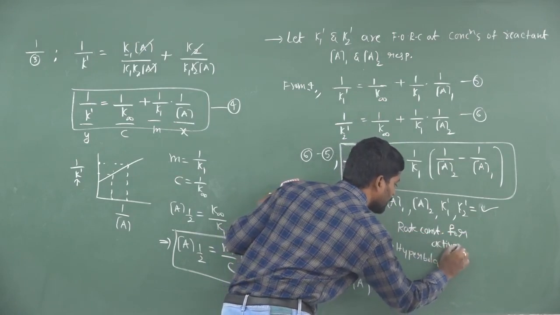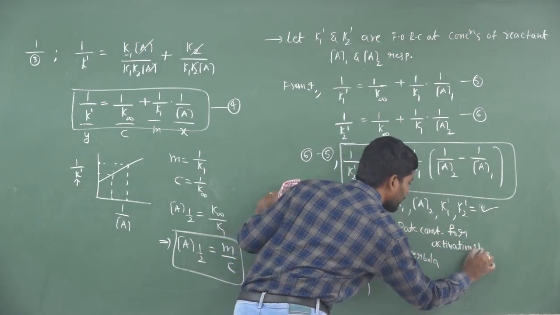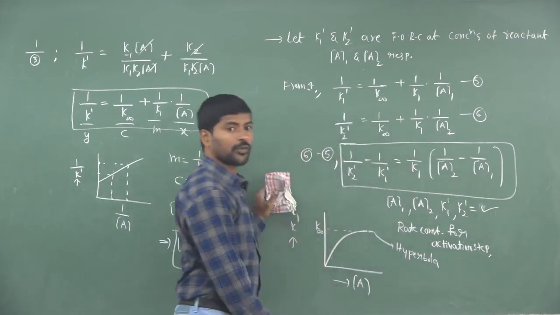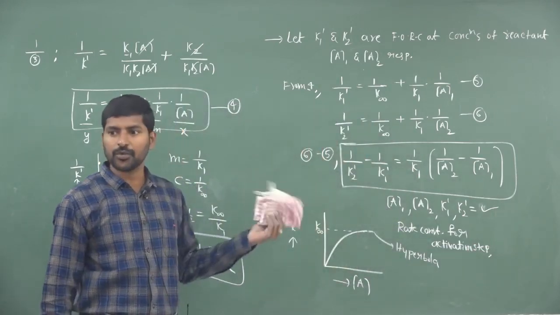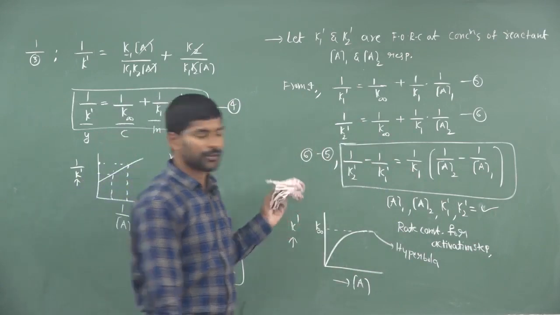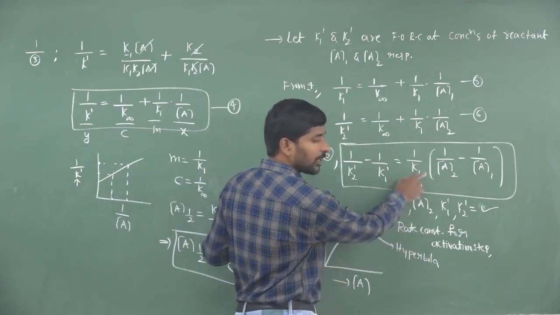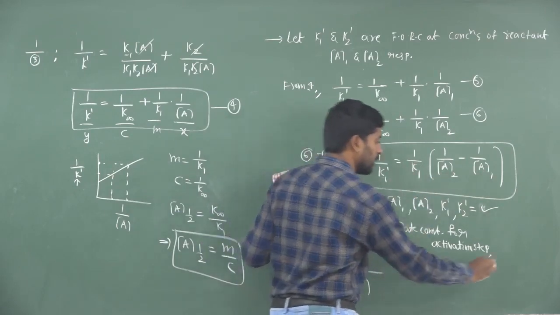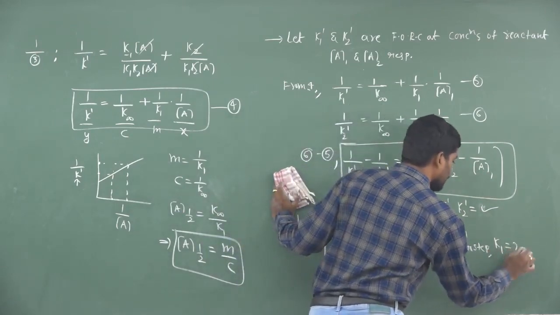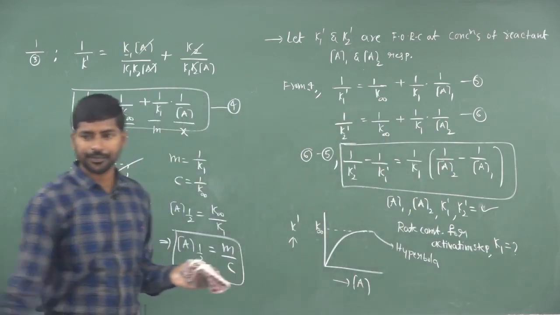What is the activation step? The forward reaction is the activation step. Rate constant for activation step means what we have to calculate? K1 we have to calculate. Can we calculate K1 or not? Yes. If these 4 data are available, we can calculate K1. So they ask you to calculate K1.